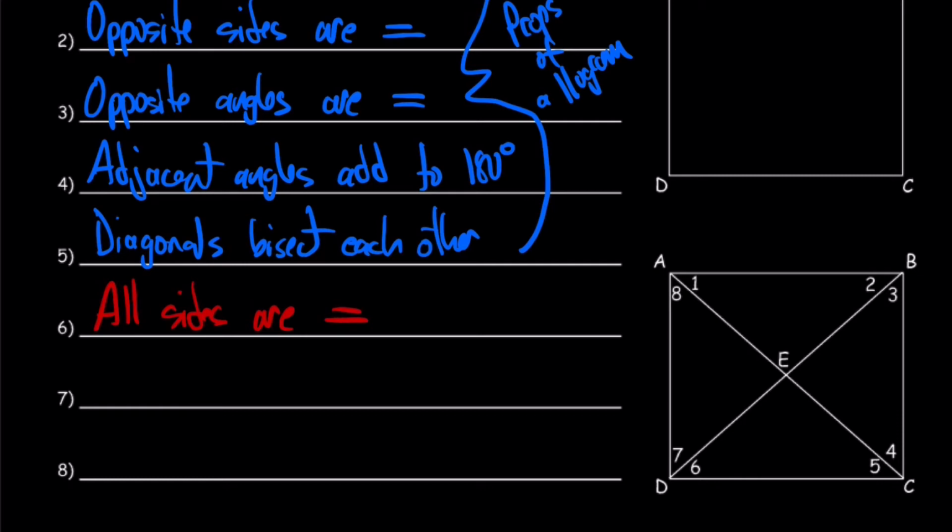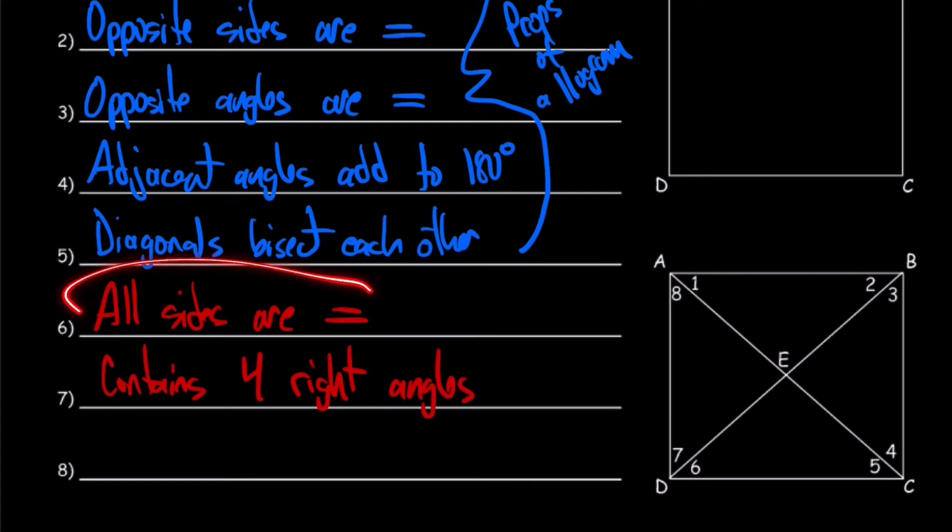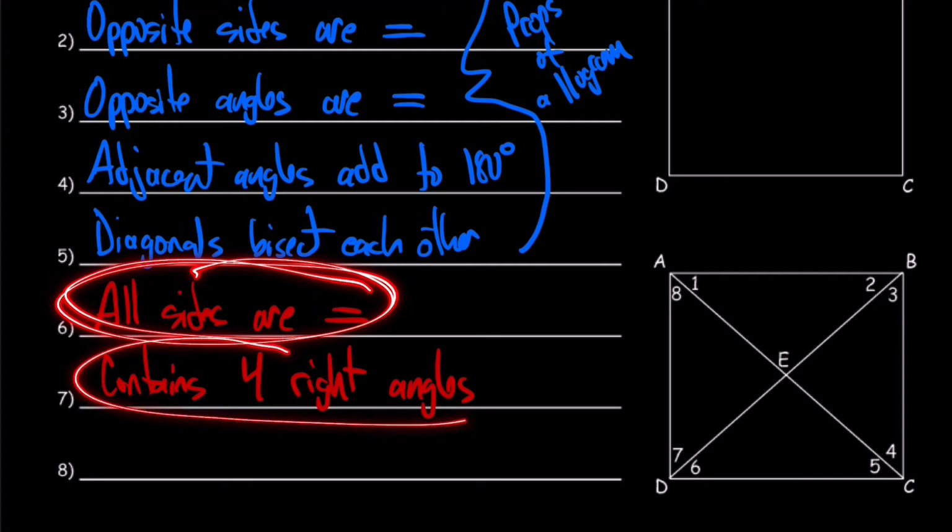But in addition to that, it contains 4 right angles, like a rectangle. So this comes from a rhombus. This comes from a rectangle. You put them both together, and that gives you a square.